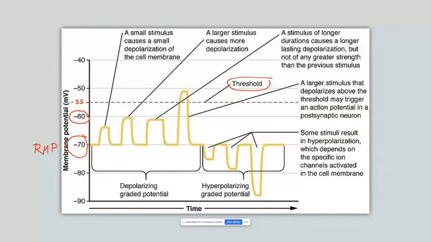The third stimulus is a stimulus that has a longer duration, but not too much magnitude, not too much intensity.